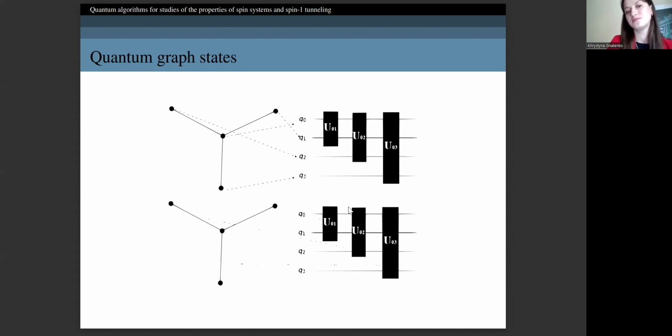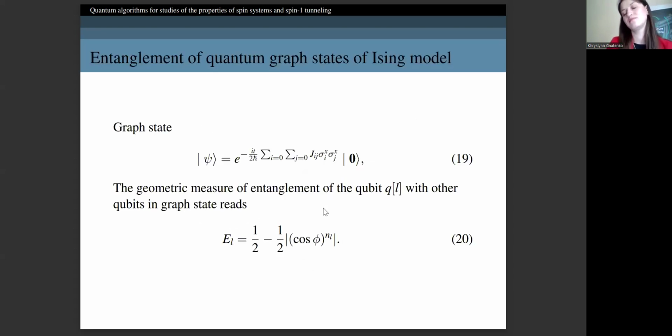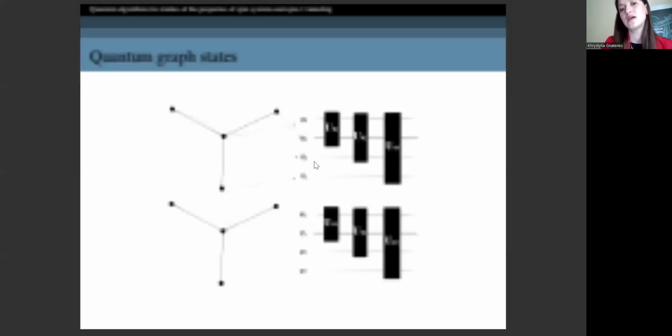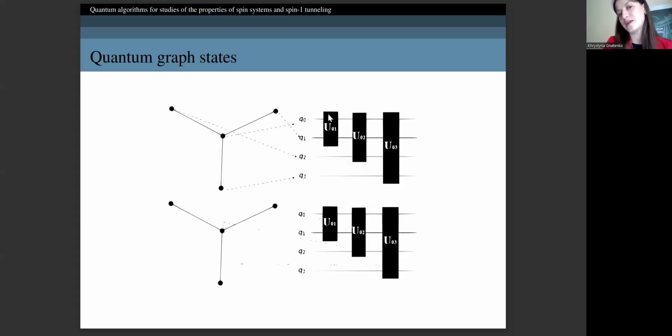So let's consider the graph states which correspond to the Ising model. The most simple case is the Ising model. And in this case, we construct this quantum graph state with the help of this operator, the operator of evolution, which corresponds to the Ising model. And this is a 2-qubit operator, which is represented also here.